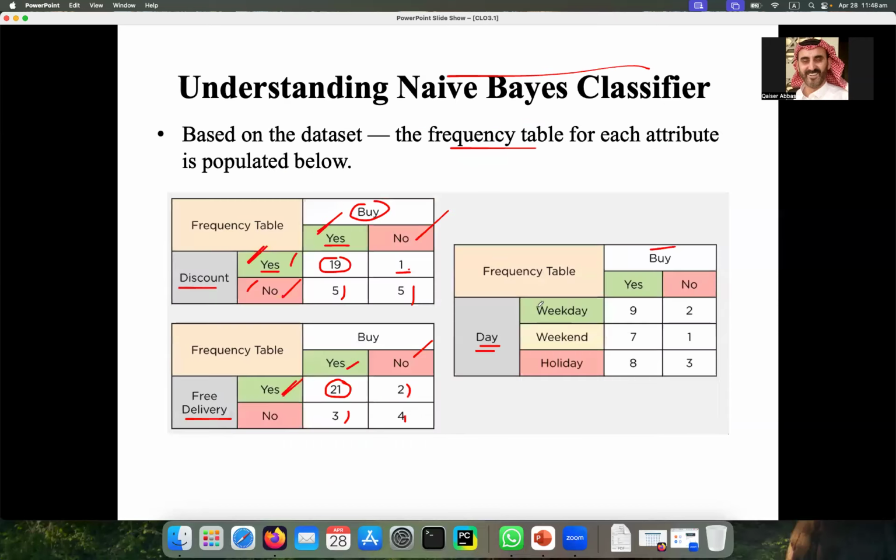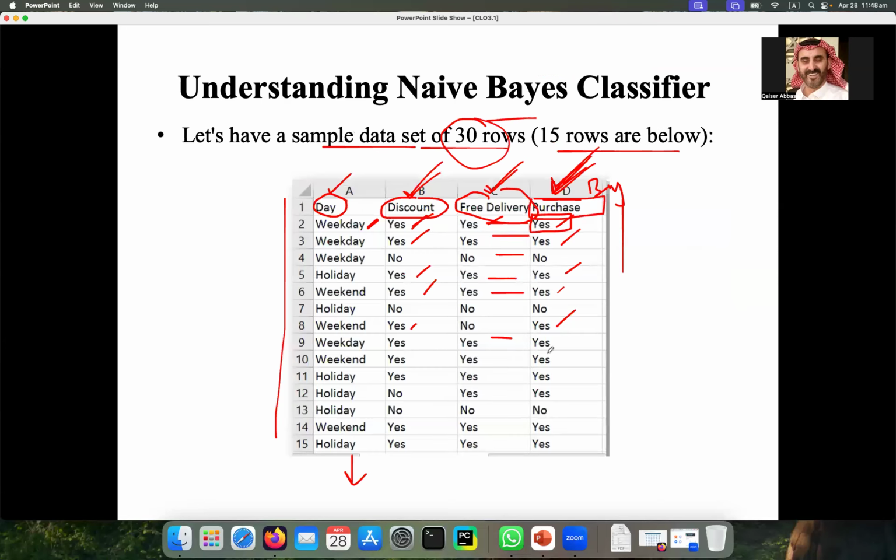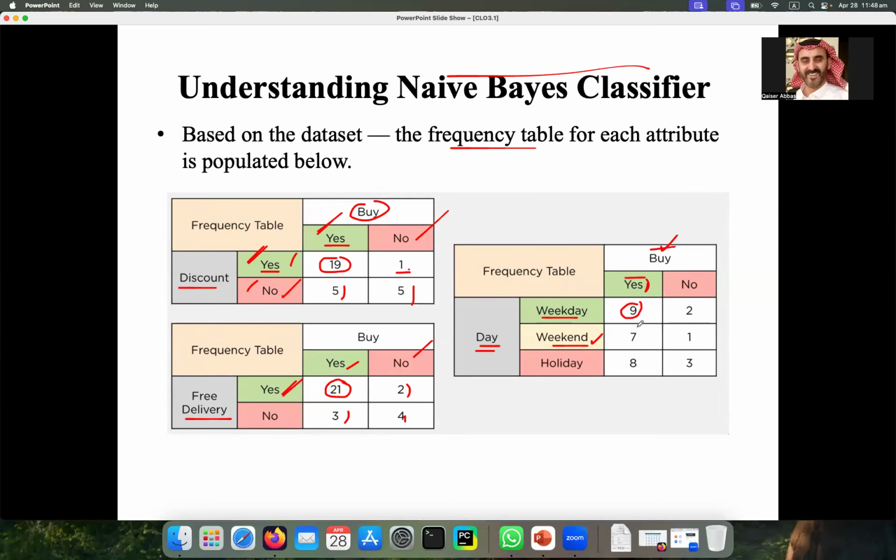And what it means, when we have the weekday, the normal days of the week, are you going to buy? How many yeses are there in this column, buy? So when you counted, you got 9 times. And for no, 2 times. And for weekend, on weekends, how many people buy with the yes in the data set? When you count it from here, you will get 7 times.